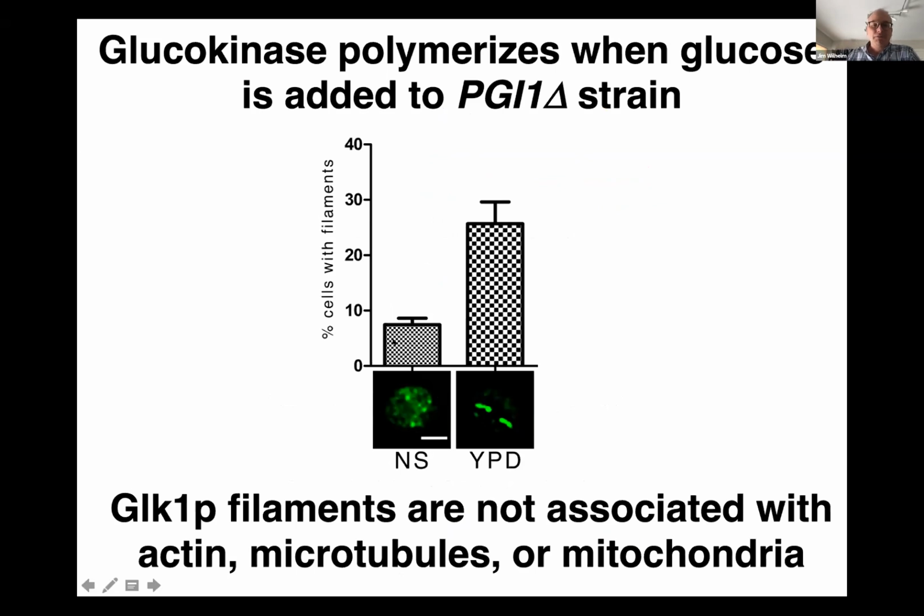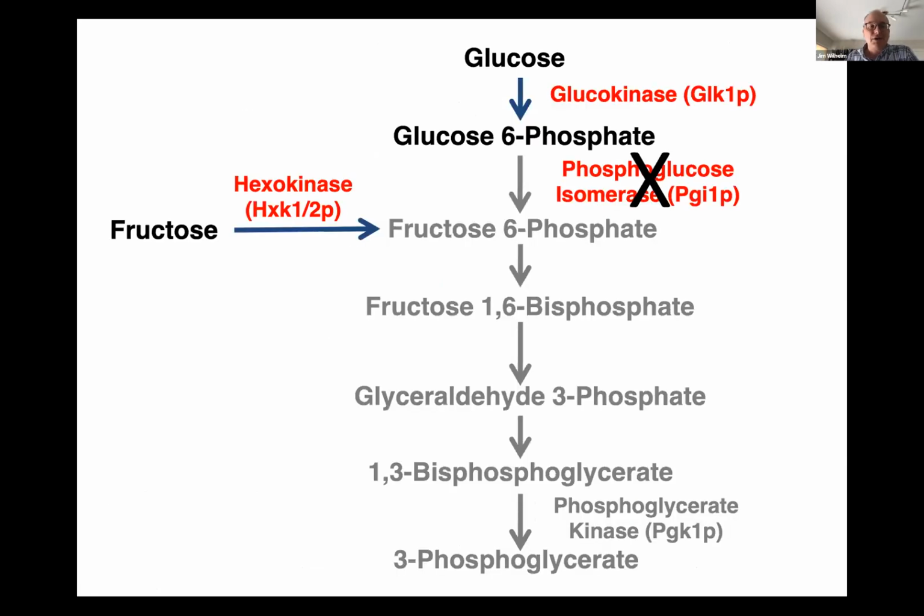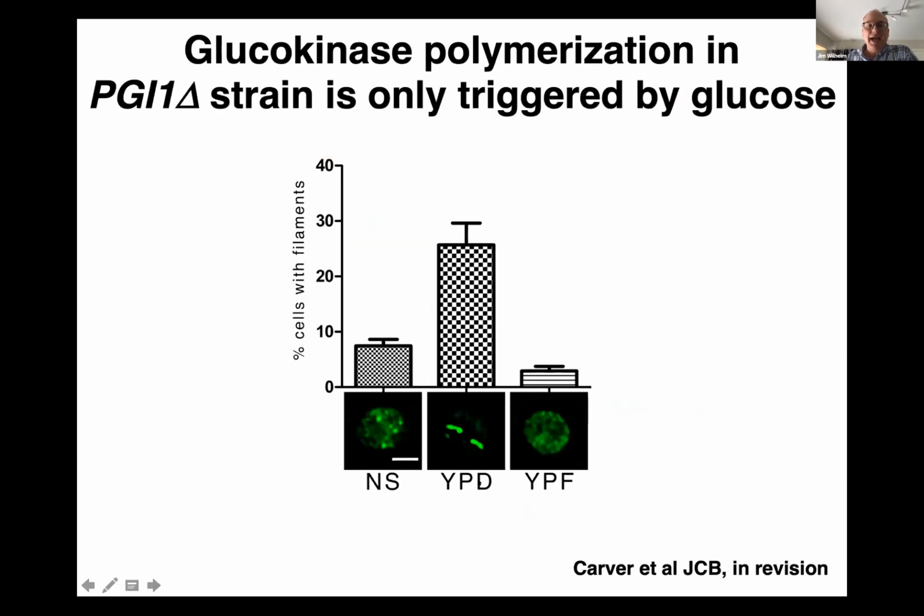Without adding fresh glucose to the mutant strain, we only see a small amount of low-level self-assembly. But when we add fresh glucose, we see full-blown filaments. And these are not associating with actin or microtubules, and they're not in mitochondria. They seem to be autonomous structures as far as we can tell. Now, are these structures aggregates or are they reversible? It turns out that we can add fructose and bypass the block step and reactivate metabolism. So if we add fructose to strains where filaments have been induced, we can actually trigger disassembly.